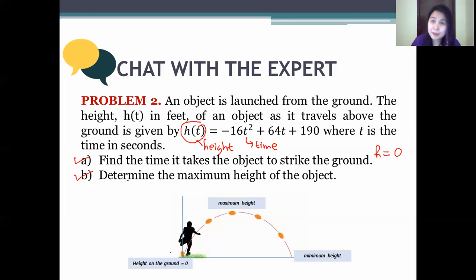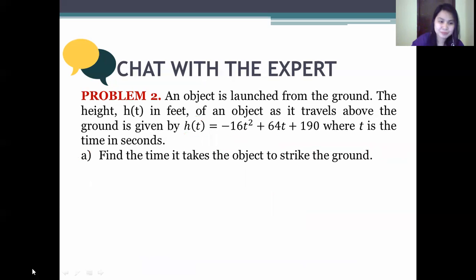So in number 2, we are talking about the maximum height. The parabola opens downwards when you kick a ball. So the maximum height will be the same as our vertex (h, k). Now let's start solving for the first one. We find the time. T is missing. It takes for the object to strike the ground.